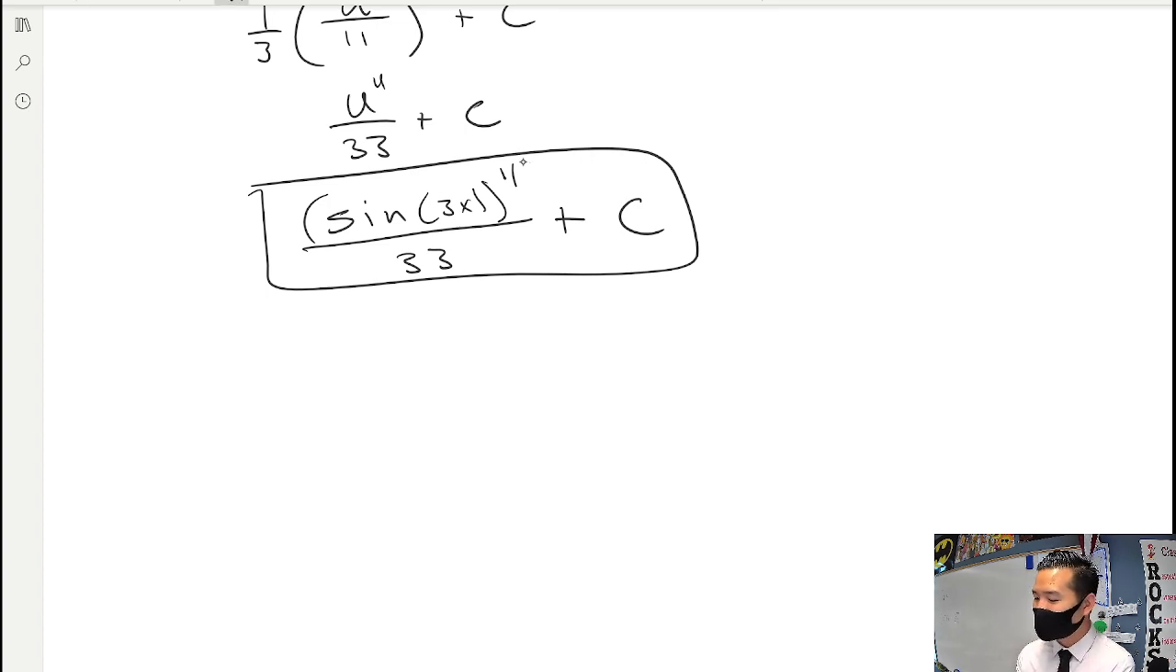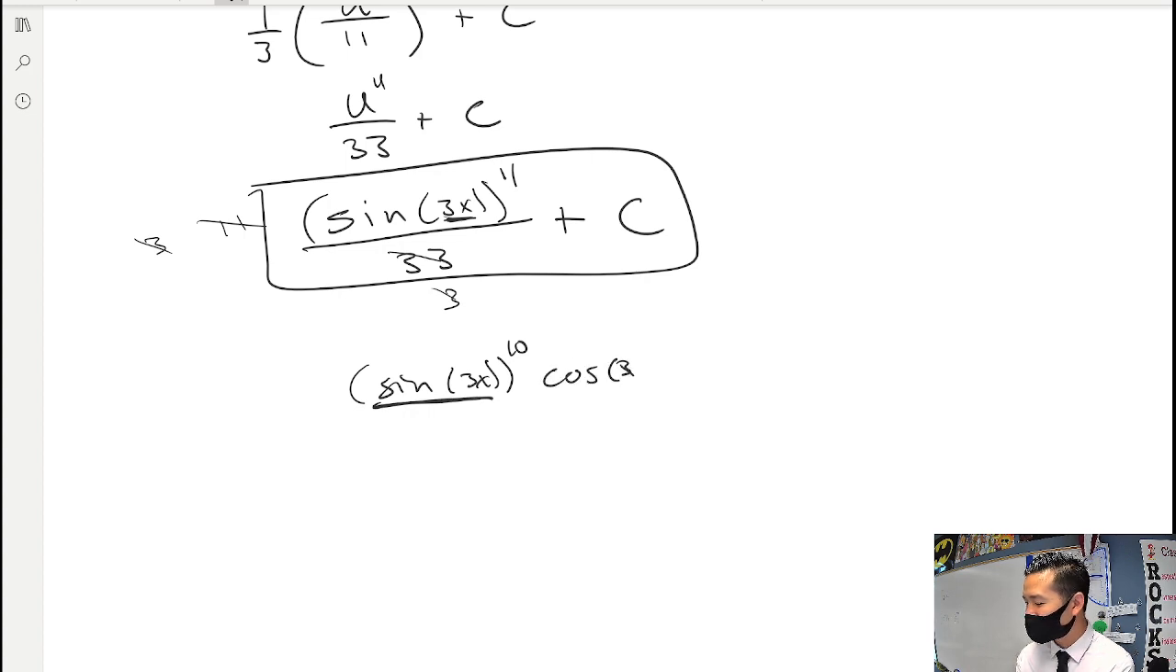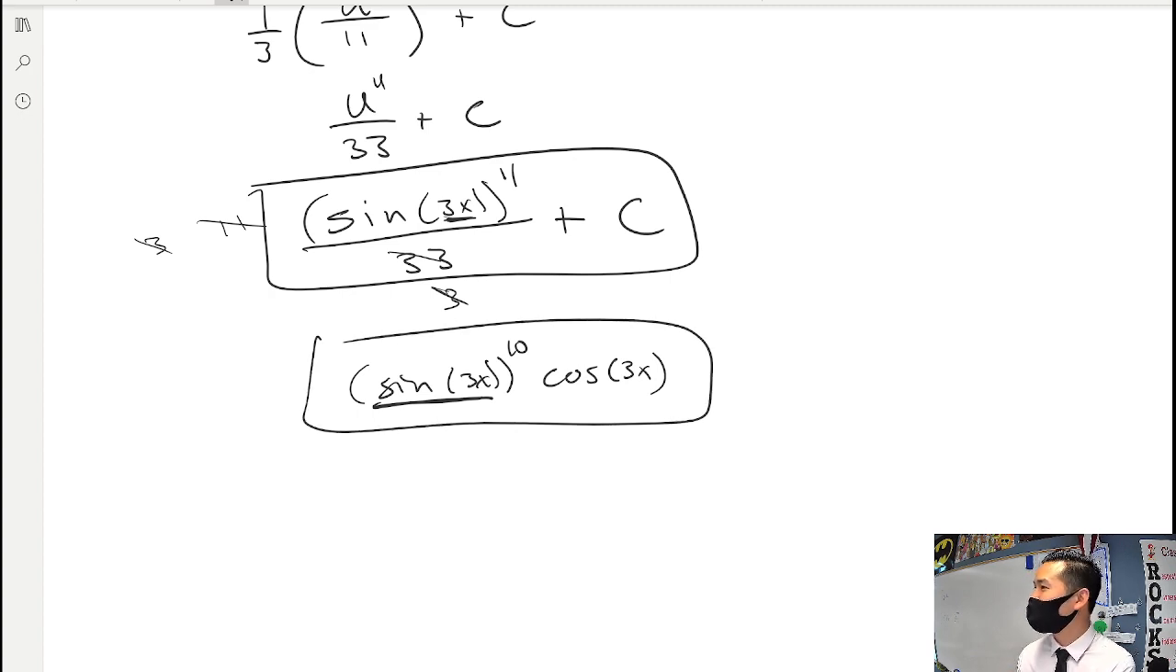If I take the derivative of this, what's going to happen with this 11? It's going to come down in front and it'll cancel out with 33, right? So you end up with 11, and that will become 3. What's the derivative inside? 3. So then this would have been sine of 3x to the 10th because of the power rule. What's the derivative of this inside? Cosine of 3x. Did you notice that the derivative of this is what we started with?